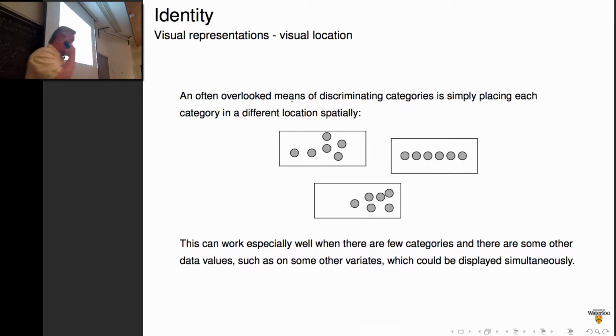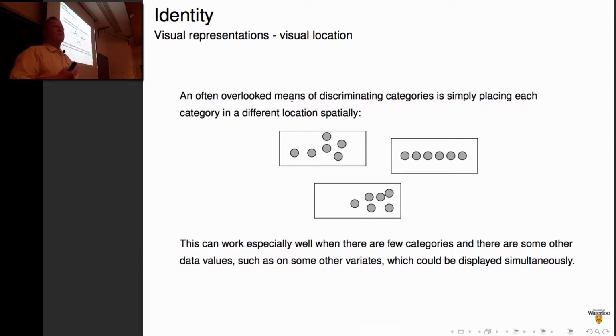Something that's often overlooked is just using placement. So if I have a categorical variable that has 3 values in this case, I just place the points that represent the individuals that have that in different boxes on the page, on the screen. So I could just place them in a different location spatially, and also then within that box maybe encode some other variable by the position within that box. So the category, I can just place it in different places on the screen. Sometimes you see that language, sort of a facet. Think about it, I put this facet here or that facet there, etc.